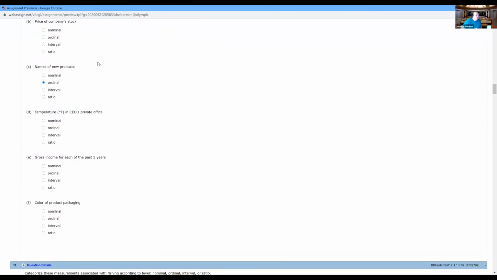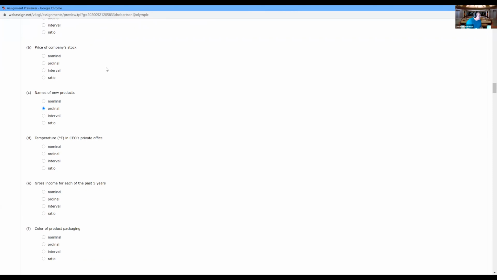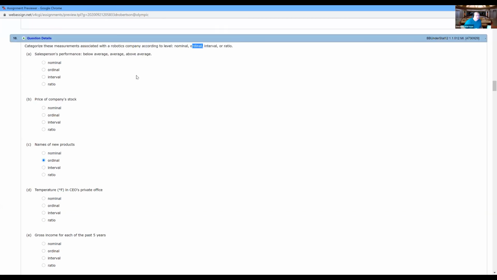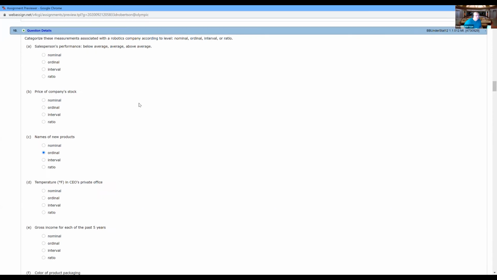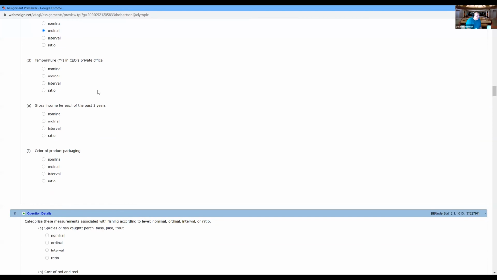How about the price of a company's stock? Right, it's $200 a share or $50 a share. Now, if you're not ratio, you're probably interval, right? Just think of it like that. Would it make sense that the stock doubled in the last 2 years? Yes. $200 is twice as much as 100. Agreed? Would it matter if I turned it into francs? Would it still be double the price? Yeah.